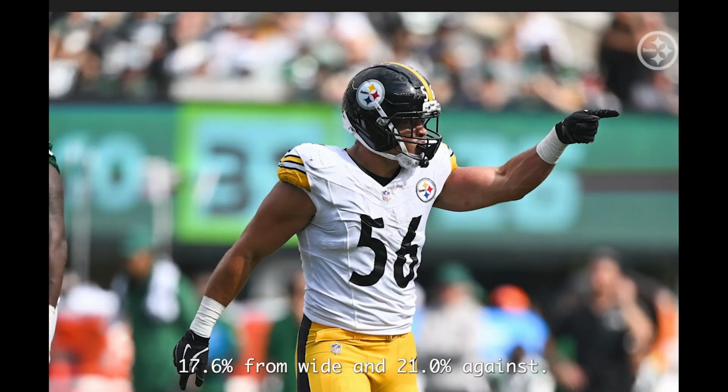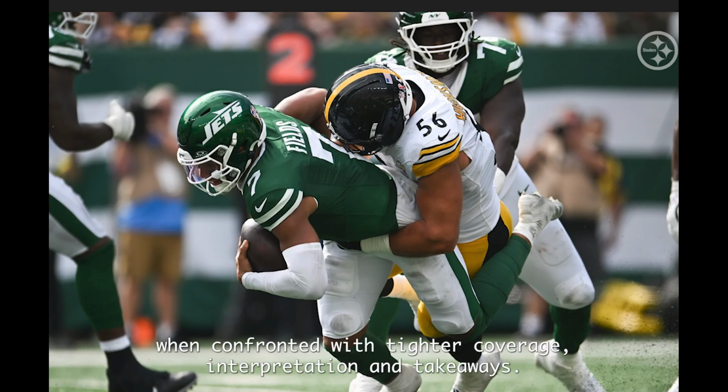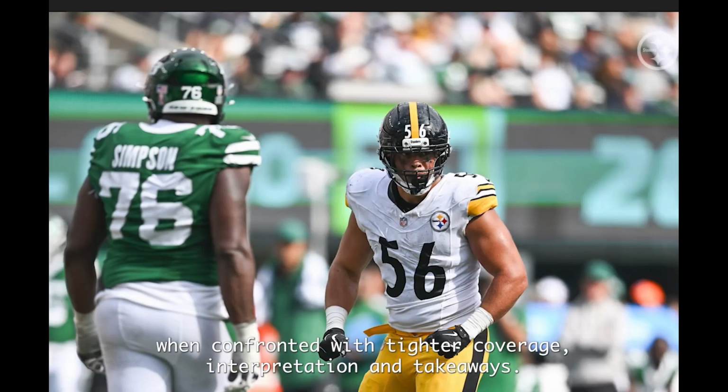Deep target rates rise progressively: 8.3% from the slot, 17.6% from wide, and 21.0% against press, highlighting how the Steelers expand vertically when confronted with tighter coverage.